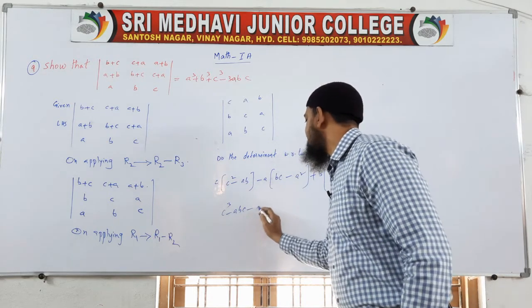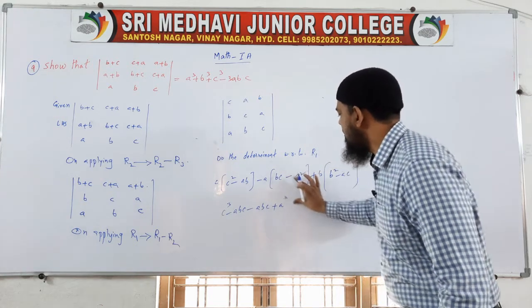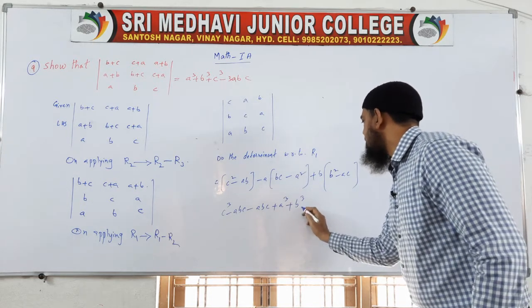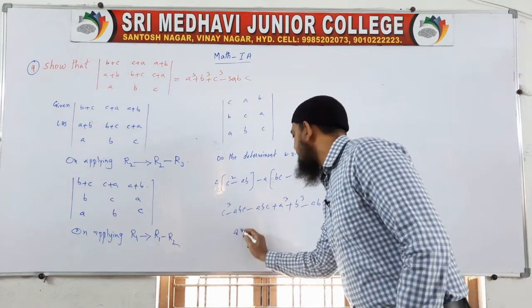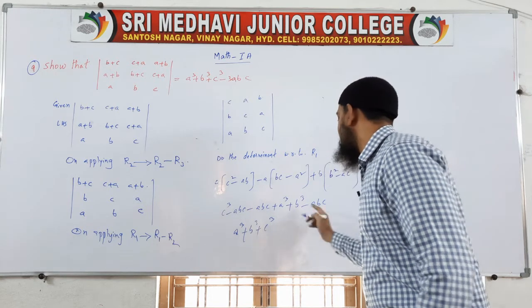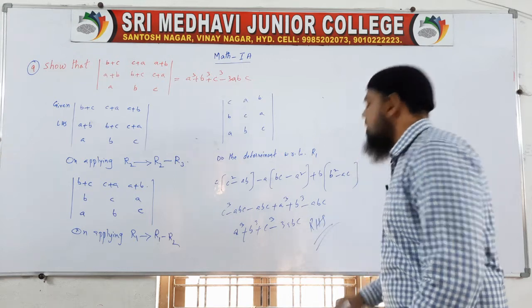Multiply with minus abc. Minus into minus plus a cube. a cube plus b into b square, b cube minus abc. First you write down positive numbers. That is a cube plus b cube plus c cube, minus 3abc. RHS.